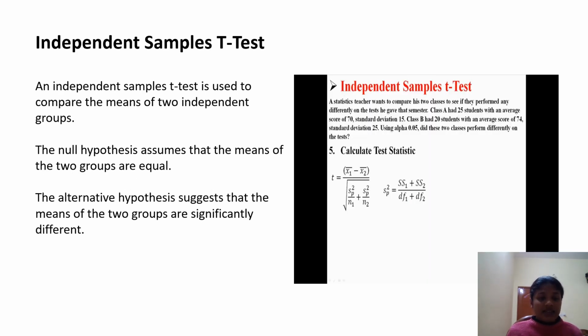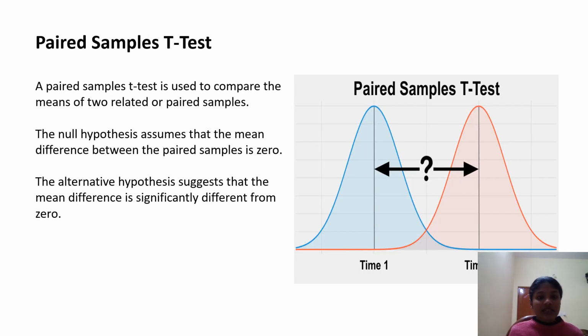Independent samples t-test. An independent samples t-test is used to compare the means of two independent groups. The null hypothesis assumes that the means of the two groups are equal. The alternative hypothesis suggests that the means of the two groups are significantly different. Paired samples t-test. A paired samples t-test is used to compare the means of two related or paired samples. The null hypothesis assumes that the mean difference between the paired samples is zero. The alternative hypothesis suggests that the mean difference is significantly different from zero.